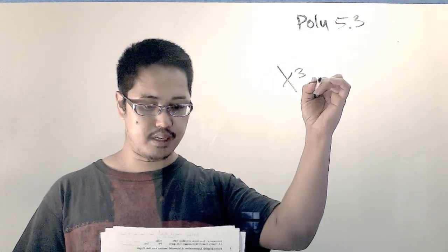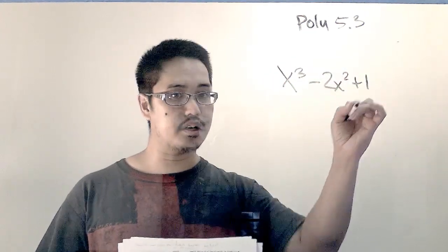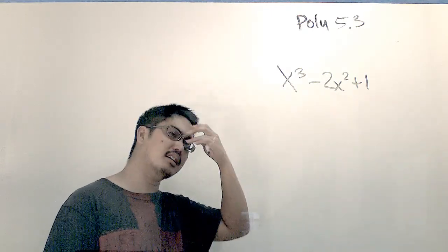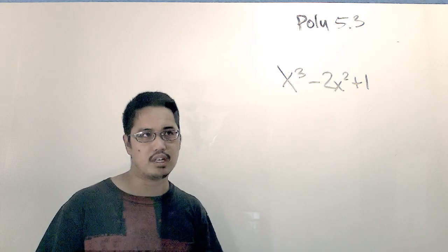x cubed minus 2x squared plus 1. I want to factor this guy down. I'm going to guess one of my zeros. I'm going to plug in x equals 1 again.